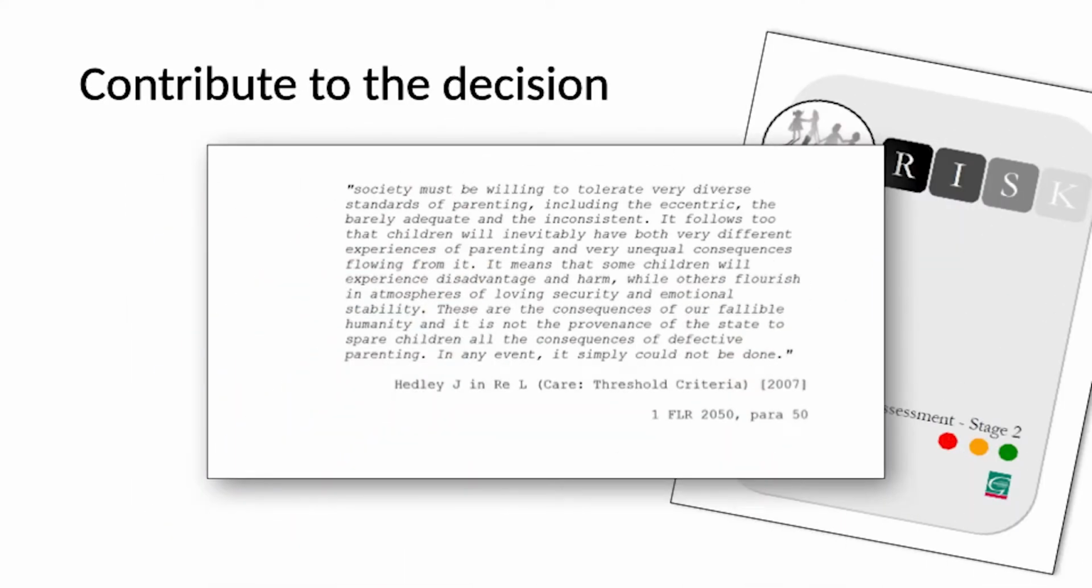Remember the comments of the judiciary. We are not in the business of providing children with perfect homes, and society must be willing to tolerate very diverse standards of parenting, including the eccentric, the barely adequate, and the inconsistent. Some children will experience disadvantage and harm. These are heavy burdens to carry. We need to equip ourselves to be able to make good quality decisions and lawfully exercise our powers.